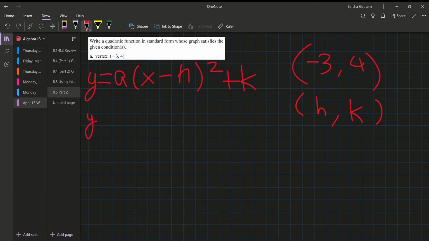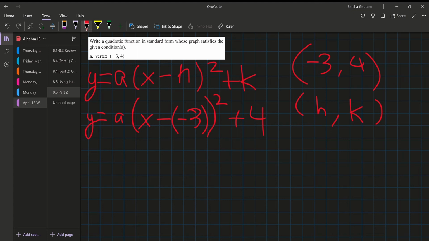So let's go ahead and plug that in. x, and our h is -3. So let's plug that in. Oh, I made a mistake here. Remember, be very careful with the parentheses. And then our k is positive 4.